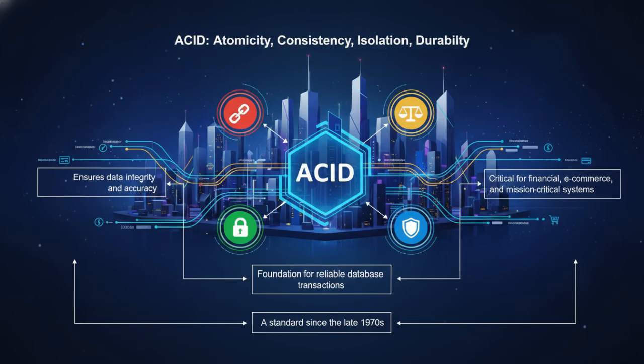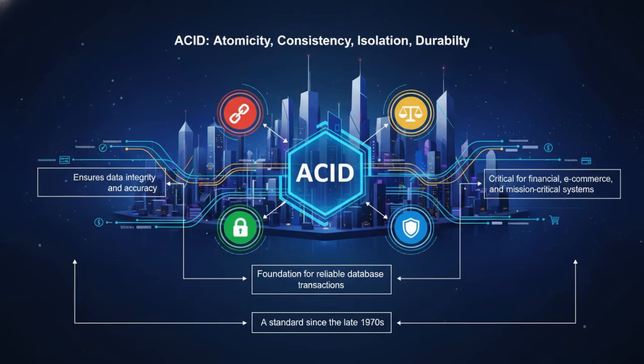Developed in the late 1970s, these principles have become the gold standard for relational database management systems, guaranteeing that data remains valid even amidst system failures or concurrent operations. Understanding ACID is crucial for anyone working with databases, ensuring the integrity and reliability of their applications.